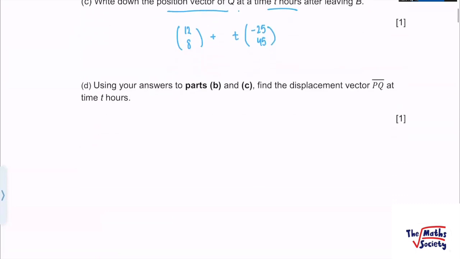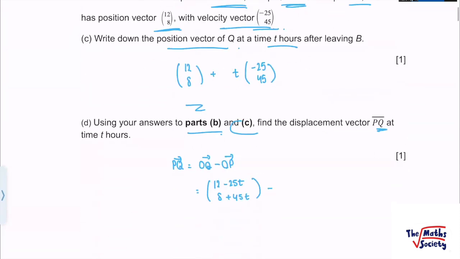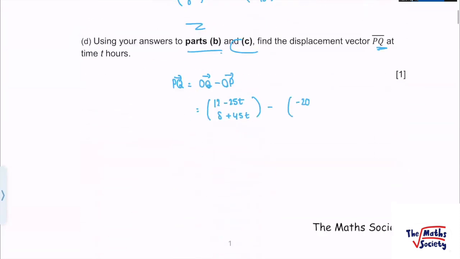And D says that using your answers to parts A, B, and C, find the displacement vector PQ at time t hours. So we know that PQ is going to be equal to OQ minus OP. And we know that OQ is here, which is 12 minus 25t. If you multiply them, you have 8 plus 45t. And that's minus OP, which is here, and that is minus 20t and 48t.